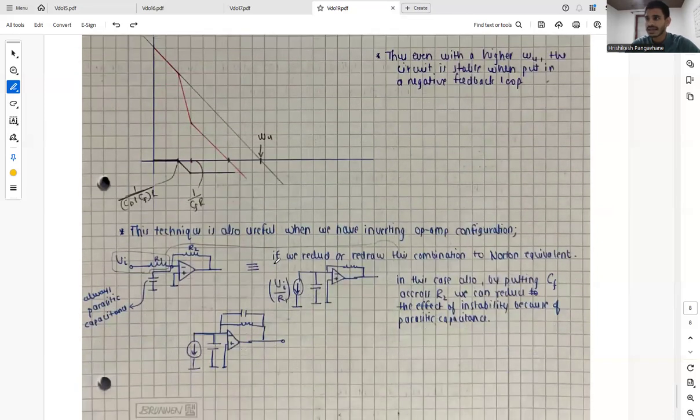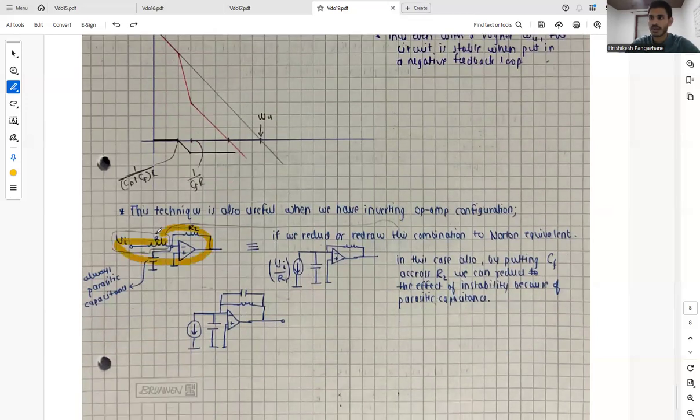And this technique is also useful when we have an inverting op-amp configuration. Basically, this is our inverting op-amp configuration where we have R1 and Vi, and there is always a parasitic capacitance between this node and ground. So let's say this is our parasitic capacitor. If we redraw this combination as a Norton equivalent, we can represent it as a current source whose value is Vi upon R1, and then there is a parasitic capacitor. In this case also, by putting CF across R2, we can reduce the effect of instability because of the parasitic capacitance.